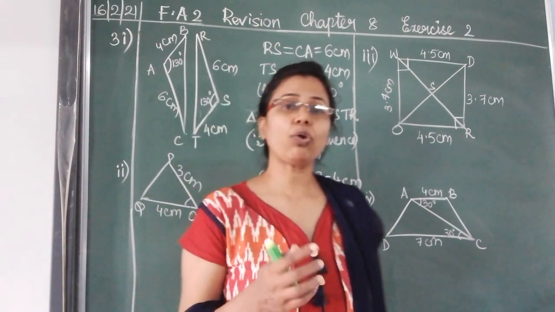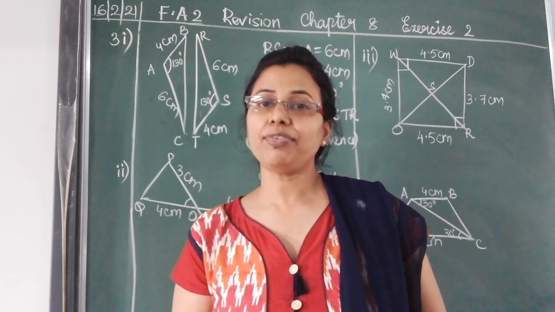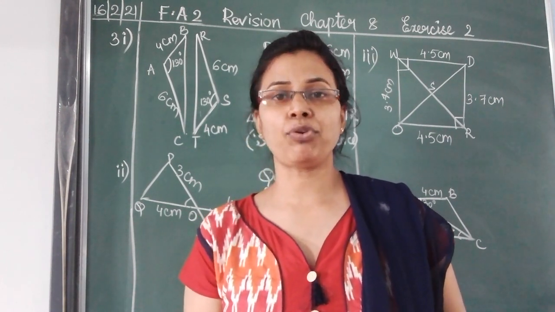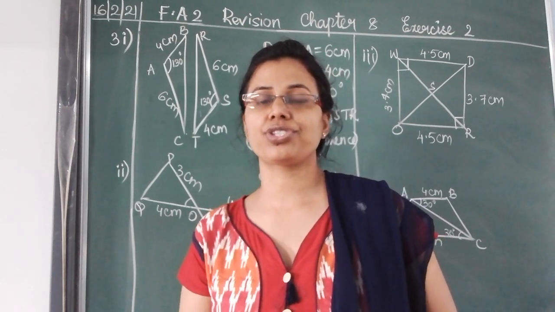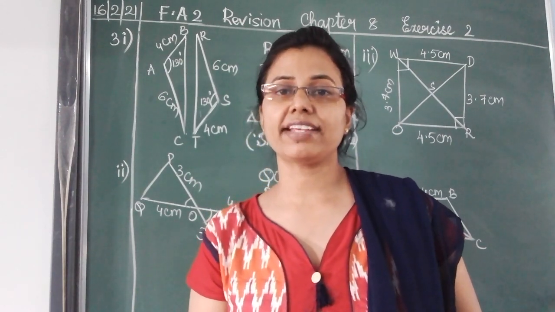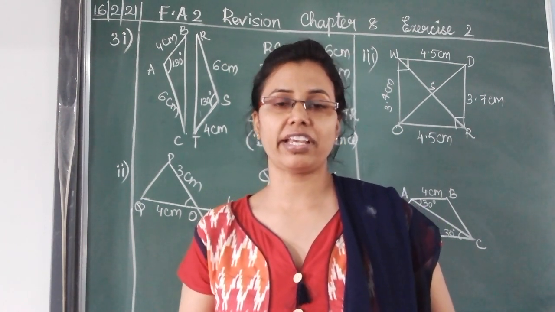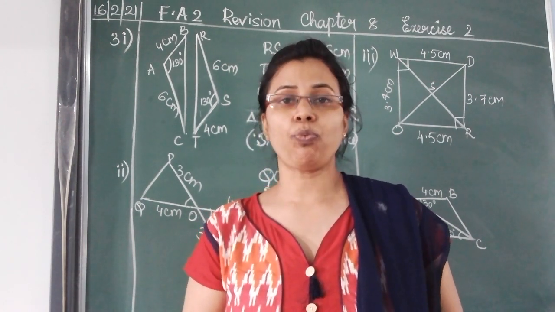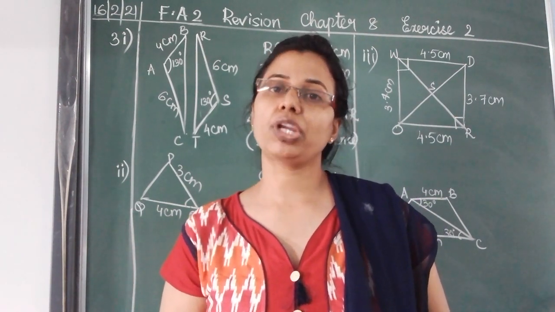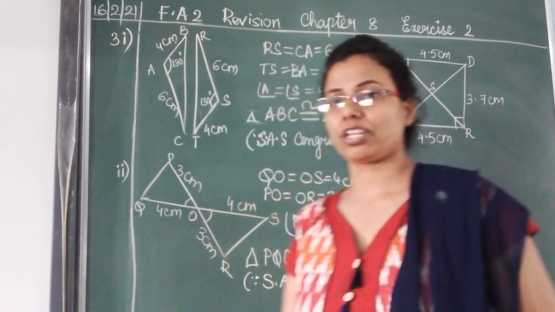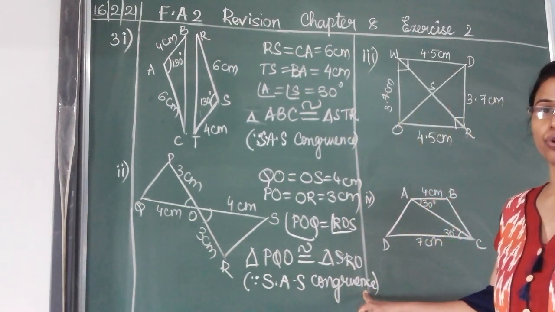See children, when a question is given in your FA, if they give only the diagram, you have to decide whether it is through SSS congruence or through ASA congruence, and 2 more we are going to do in exercise 3 and exercise 4. According to which congruency you can tell that 2 triangles are congruent, you have to mention the reason. So here, since SAS congruence.